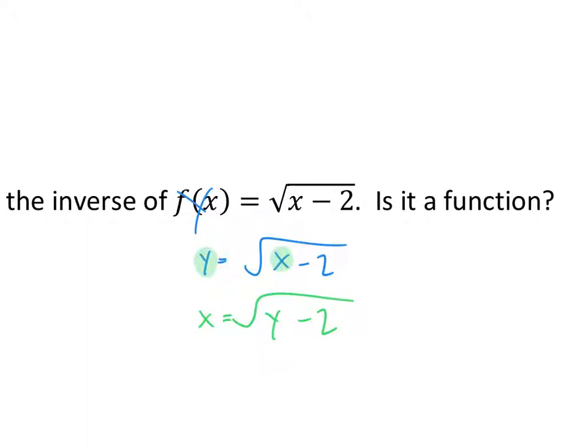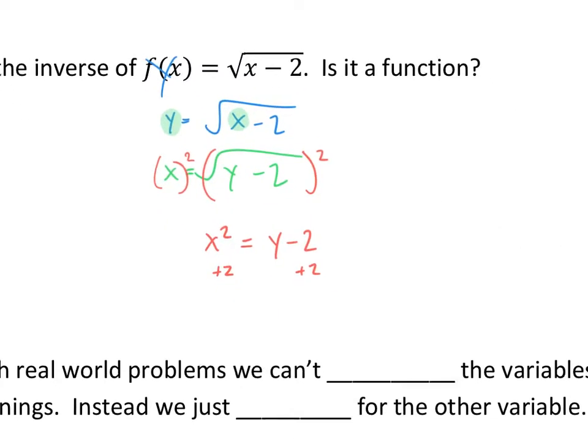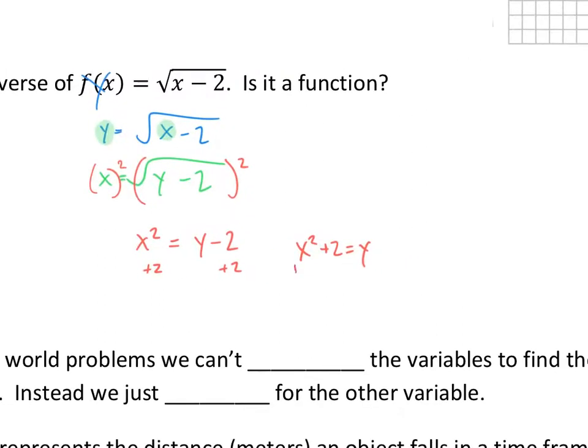And I would solve by squaring both sides. So I'll get x squared is equal to y minus 2. There's no plus or minus because we didn't take a square root. Plus or minus signs only show up when we take a square root. We have squared both sides. And then when I add 2, I'll get that x squared plus 2 is equal to y. I'm going to once again swap this part to the other side. So y is equal to x squared plus 2.